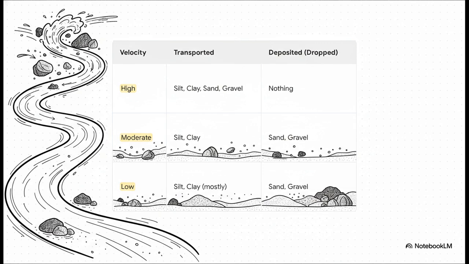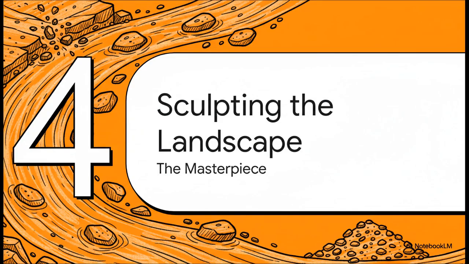The really fine silt and clay, though, they can stay floating for a lot longer, even when the water is barely moving. So you have this constant cycle, right? Pick stuff up, carry it for a while, and then drop it. But this is not random. Not at all. This is actually a creative process. It's how the river becomes an artist, sculpting the incredible landscapes and features we see all over the world.